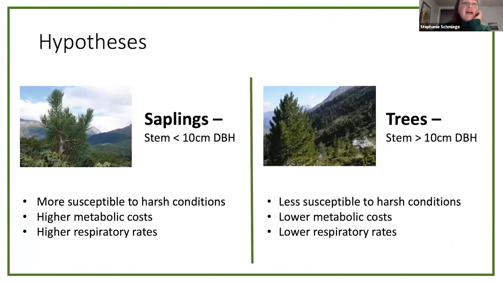For this study, we hypothesized that our saplings would be more susceptible to these new harsh conditions as they're trying to make that transition, and that this would result in higher metabolic costs and higher respiratory rates. That would be in contrast to our trees, which would be less susceptible. They've made that transition, and so they would have lower metabolic costs and lower respiratory rates. What do we see when we look at the data?